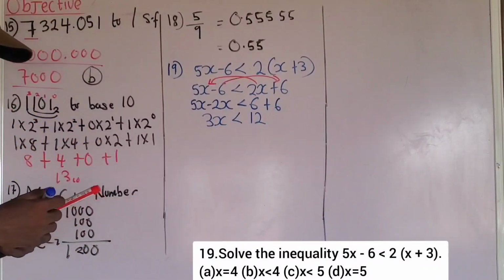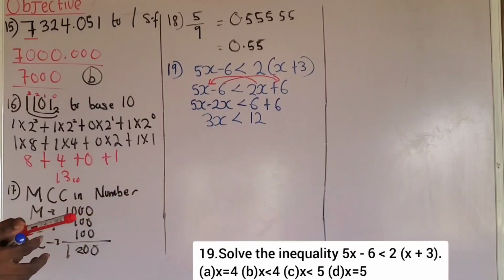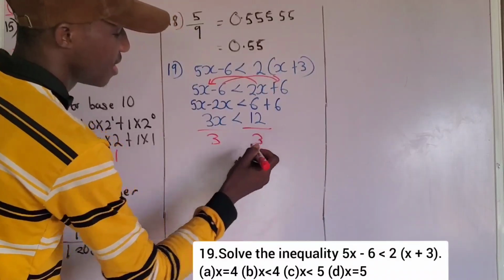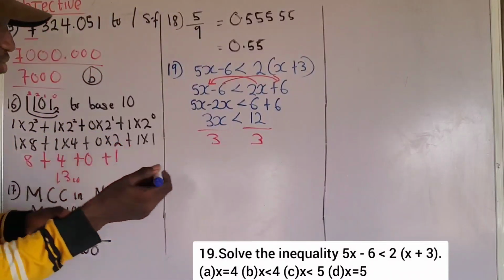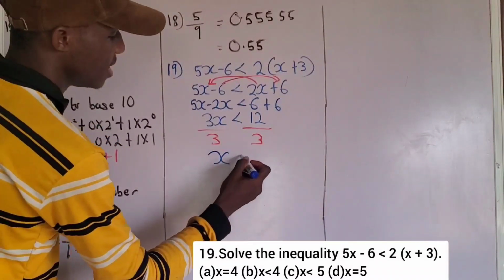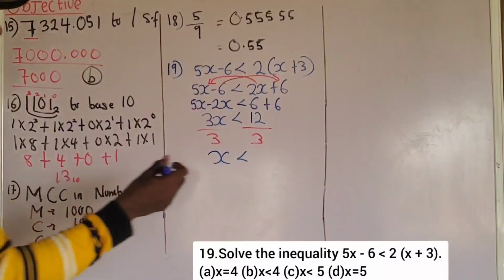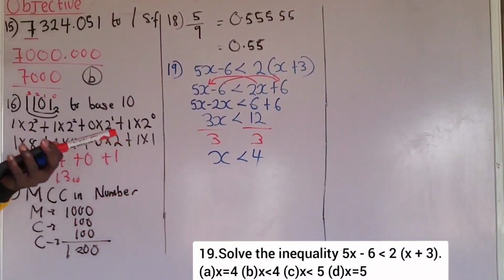Okay, now we are asked to solve the inequality. The goal is to determine the range of the values of x. So I'm going to divide this by 3 to get the values of x. So here I'm going to have x is less than 12 divided by 3, which gives us 4. Okay, so x is less than 4 is the answer.